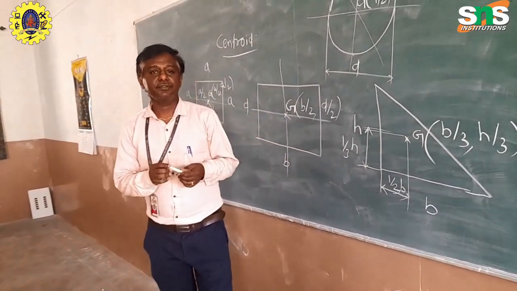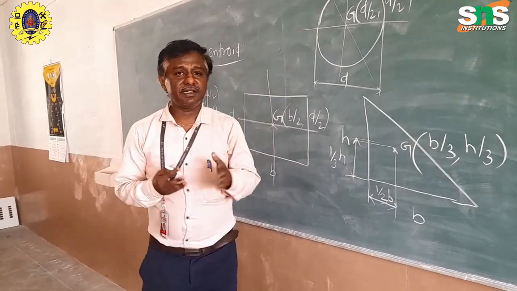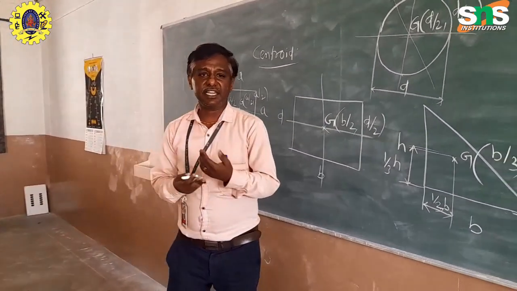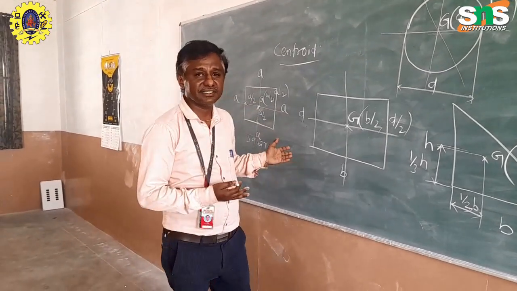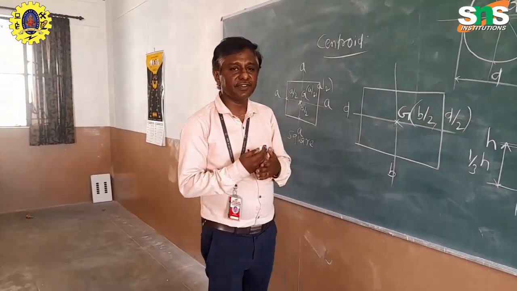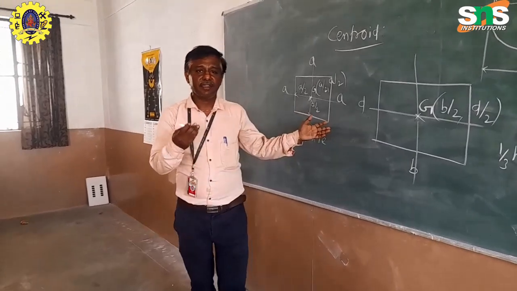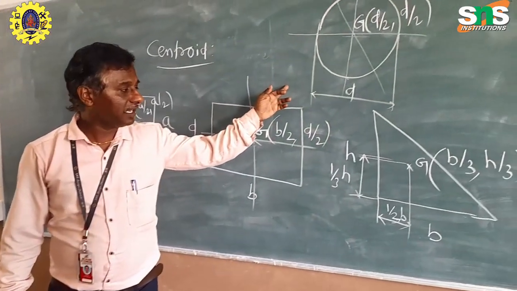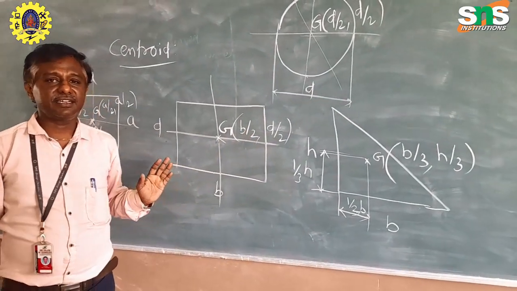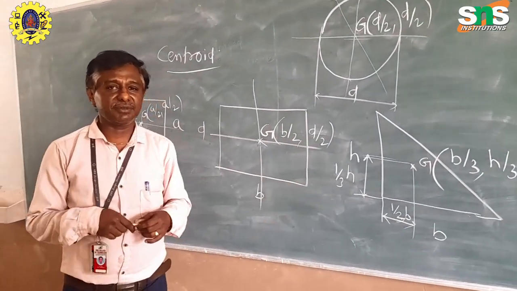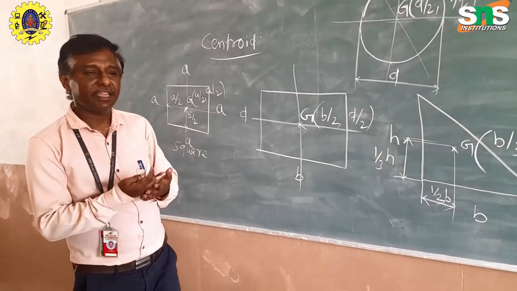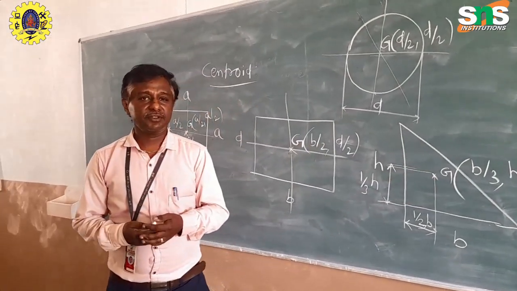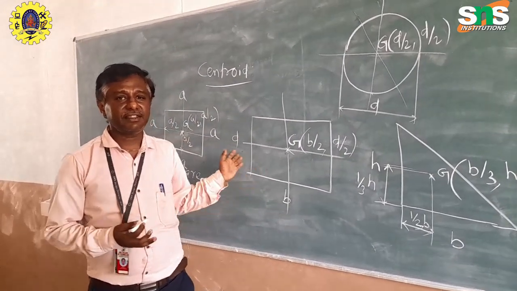So in this class we have dealt with the definition of a centroid. Here we are focusing on the lamina, so area is being considered, and the centroids of different geometries: square, rectangle and circle, as well as the right angle triangle. Since a right angle triangle is not symmetrical, the centroid is not exactly at the midpoint. Okay, we will see another topic in the next class. Thank you.